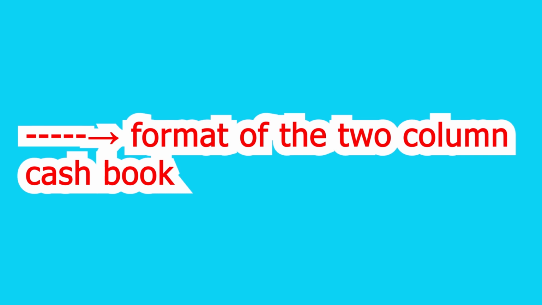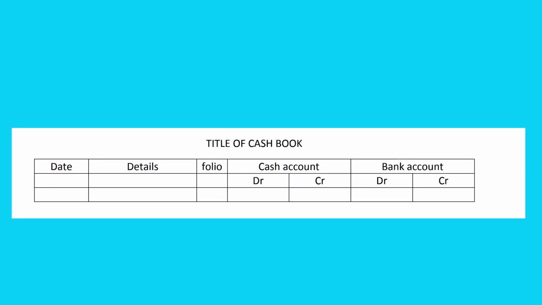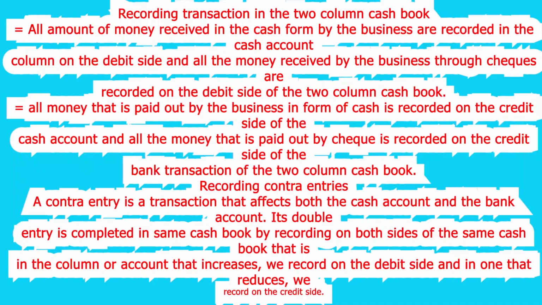Let us now look at the format of the two-column cash book. So the first thing that we have is the title of the cash book. In the first column we have date. In our second column we have details. In our third column we have folio. Then in our fourth column we have the cash account, and the cash account is separated into the debit side and the credit side. And in the last column we have the bank account, and the bank account is separated into the debit and the credit side.